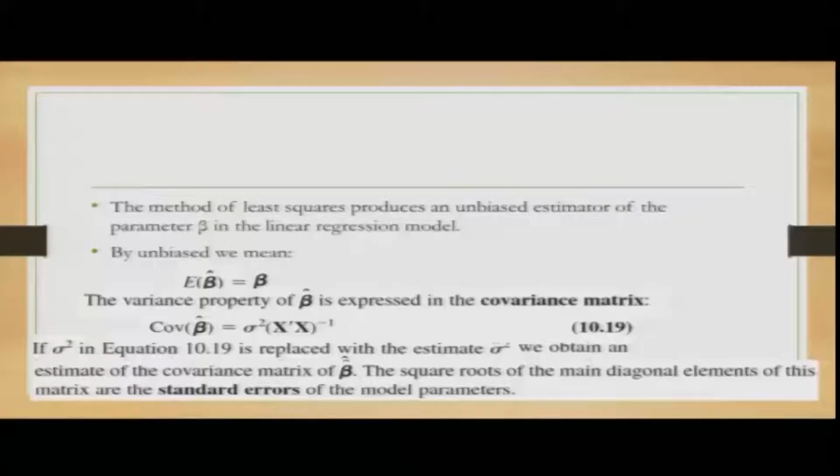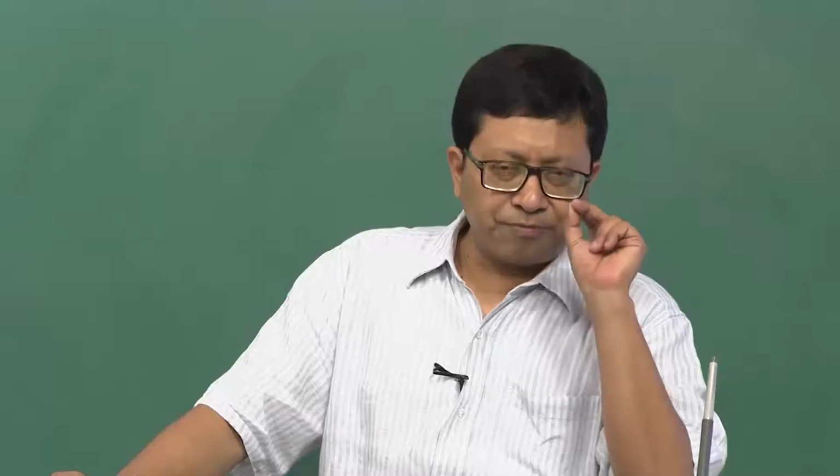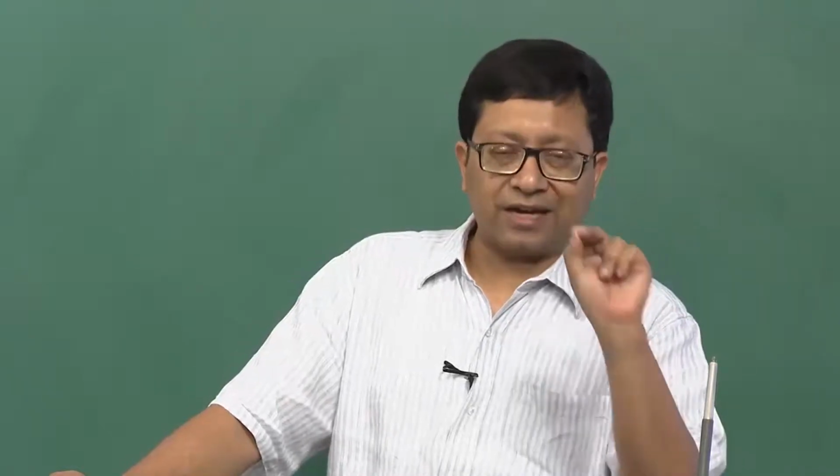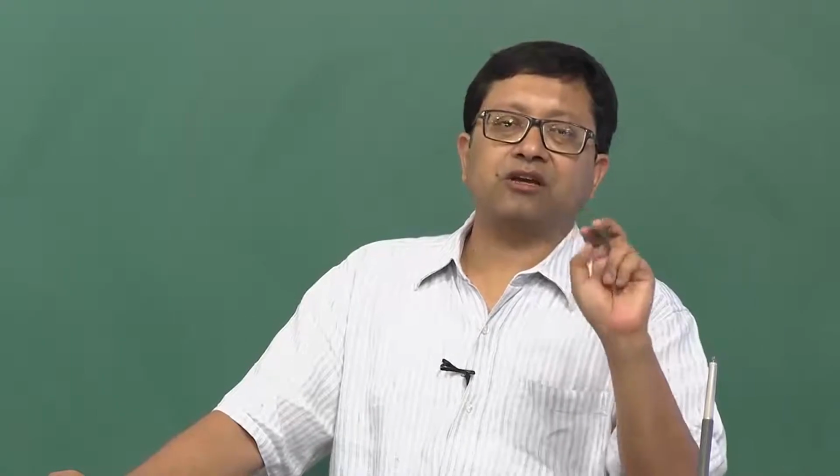The method of least squares produces an unbiased estimate. I mentioned the word unbiased estimate in the 36th lecture. So, it produces an unbiased estimate of the parameter beta in the linear regression. What we mean by unbiased estimation is that the expected values of the beta hats in the long run should be exactly equal to the values of betas.